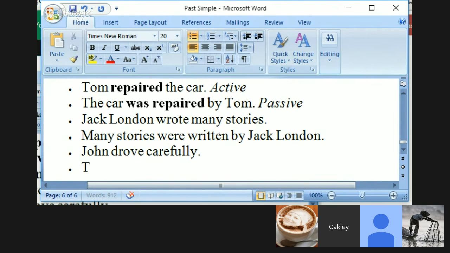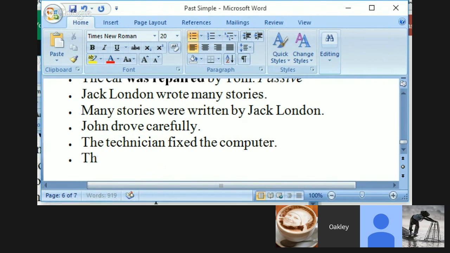All right, but hang on a second. The technician fixed the computer. If you want to make this passive, the action needs to happen to the computer, right? So, Christian, the computer was fixed by the technician. That's it. Yes. Fixed by the technician.